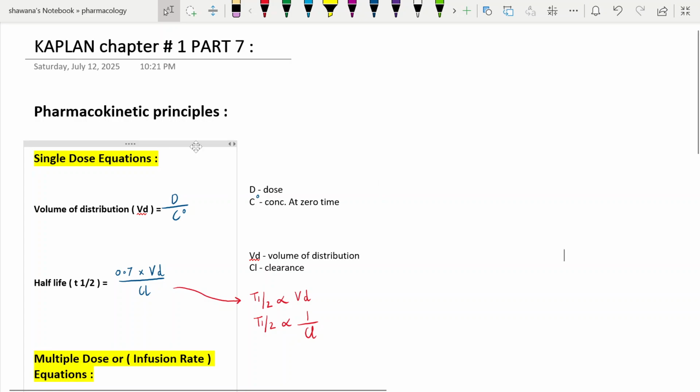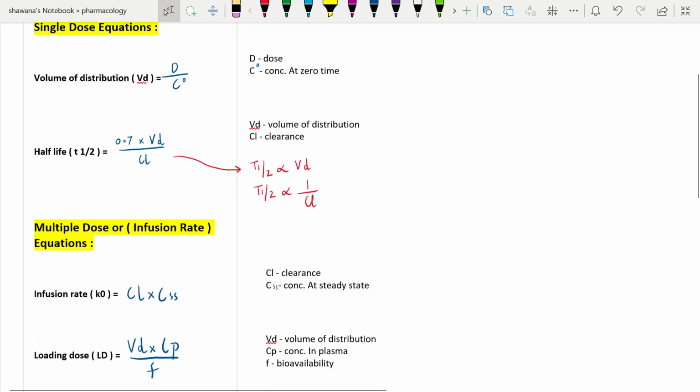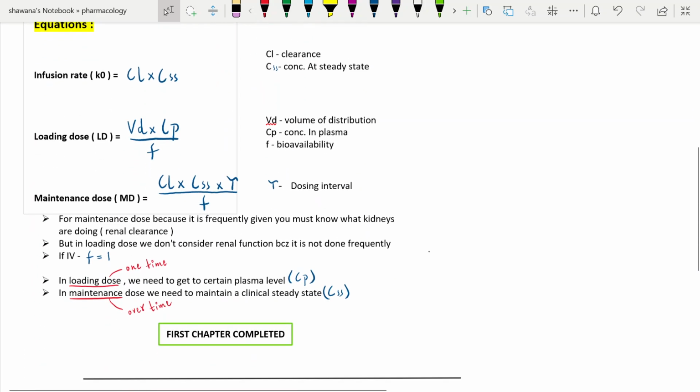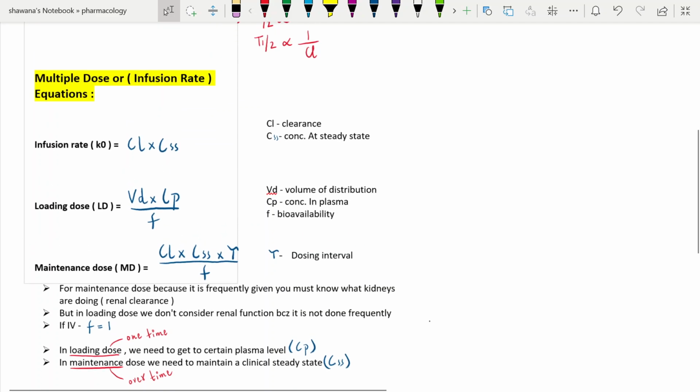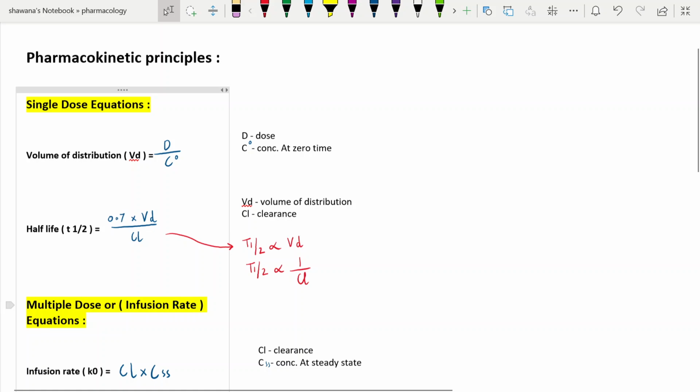Good evening, guys. Today is the last part of chapter number 1 of the Kaplan Preclinical Pharmacology. These are the pharmacokinetic principles, and you just need to remember these formulas, know where to use them, and have the information about the necessary use of them in the examination.